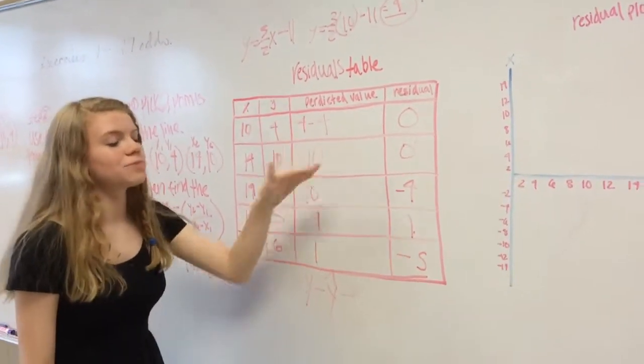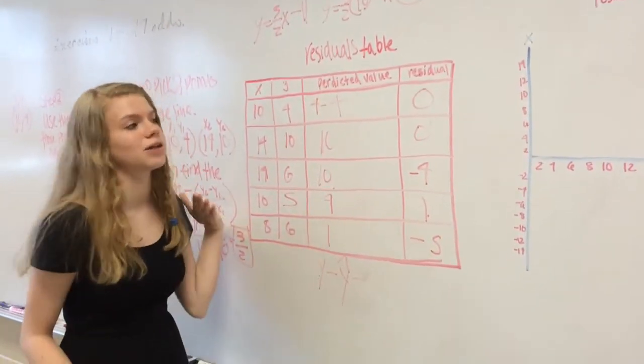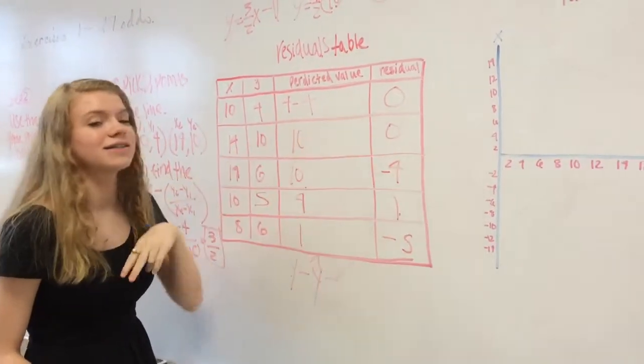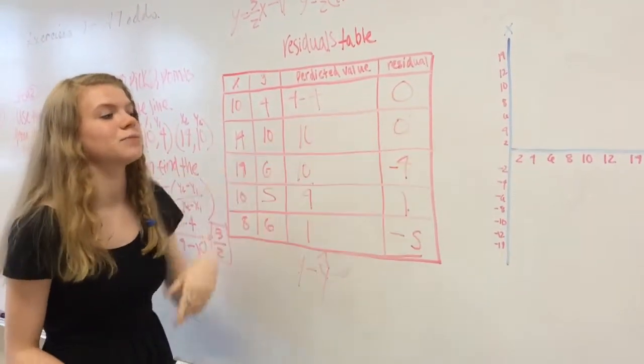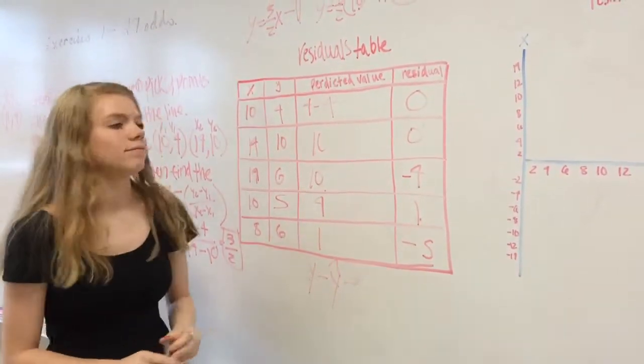And the reason why these residuals are really good is because they're positive and negative, which means that the line is going straight through the points instead of above or below. And the closer you are to 0, which we have 2 zeros right here, which means that the line is exactly on the best line fit.